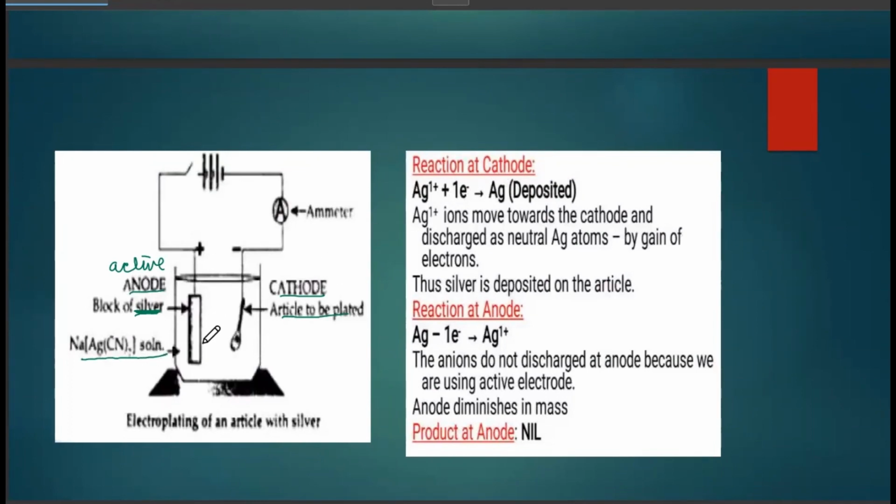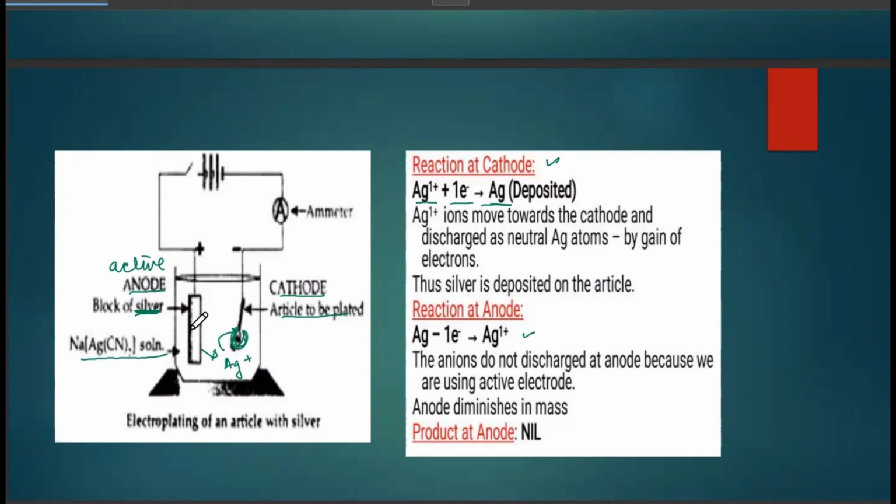So here what will happen, the silver ions will be jumping into the electrolyte, and the same silver ions will be moving toward the cathode. They will grab the electron. This is what the cathode equation will be. Silver ions will be grabbing electron, forming silver, which will be deposited around the spoon.